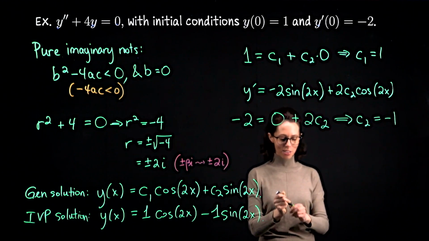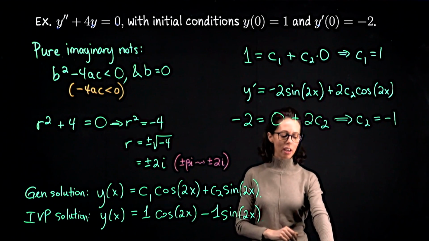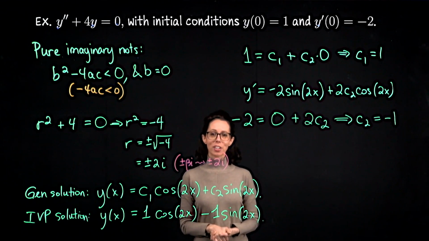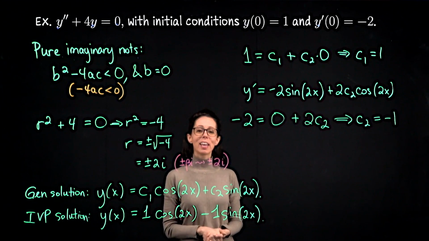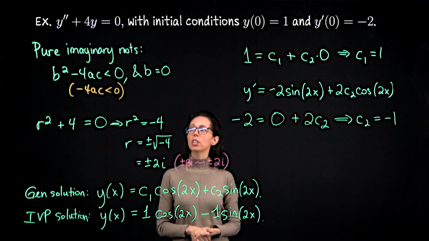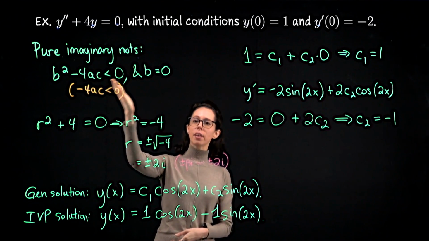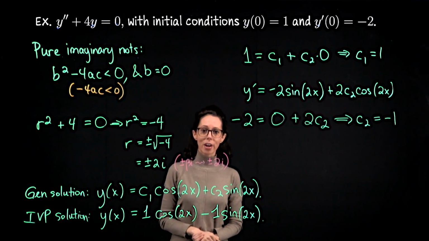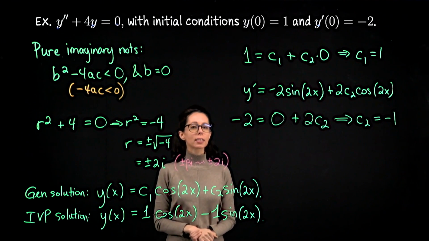Okay, so that wraps up this discussion of the situation where the roots to the characteristic equation are pure imaginary. In the next video, we will look at the situation where this discriminant is negative, but the b coefficient is not 0. That's going to give us what we call complex conjugate roots.